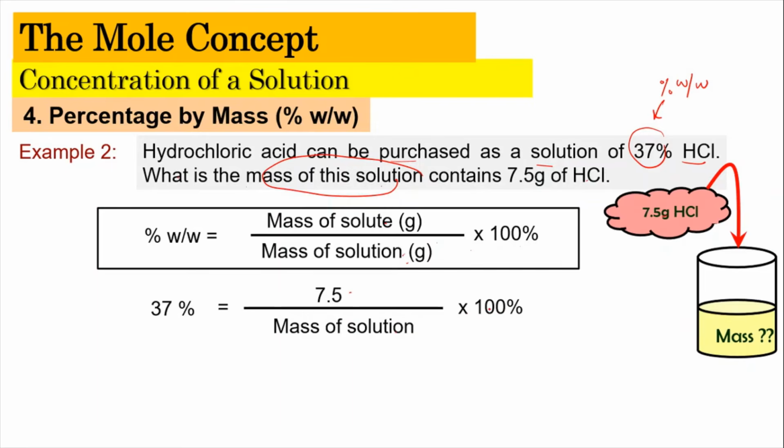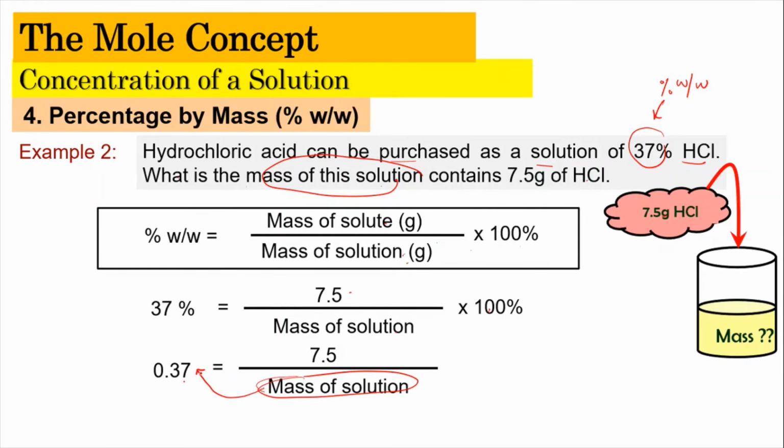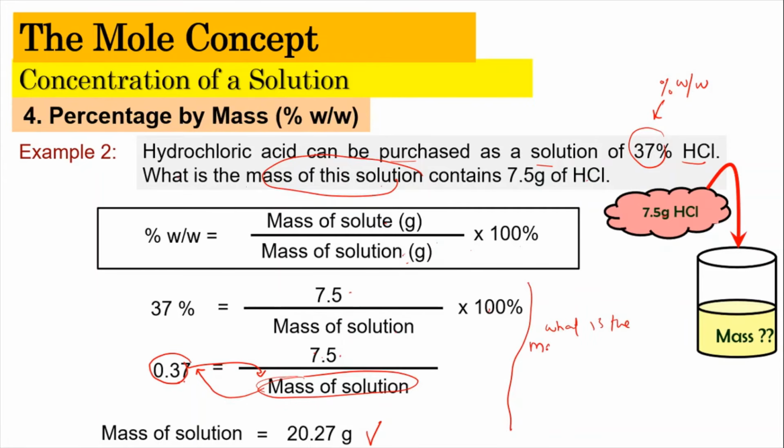We can bring the 100% to the left hand side first, so that it becomes 0.37, and we can bring the mass of the solution to the left hand side and 0.37 to the right hand side. So 7.5 divided by 0.37. At last, for the mass of solution, you're going to get 20.27 gram. Let's say I ask you, what is the mass of solvent? How are you going to answer this?